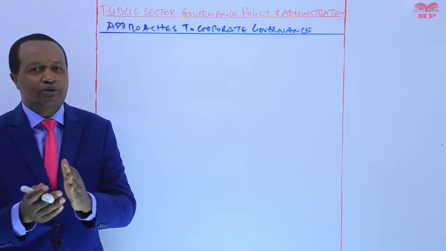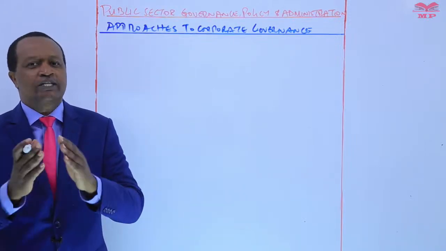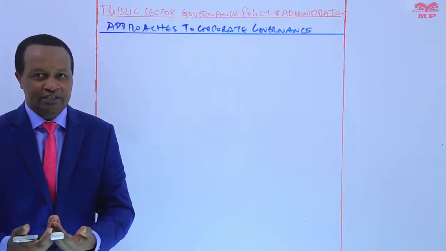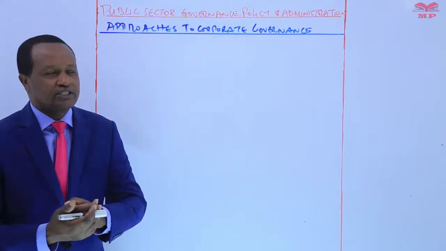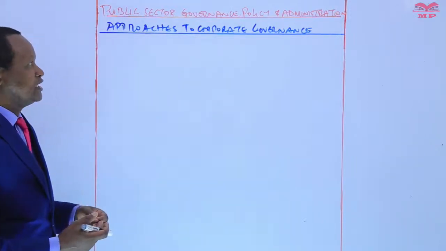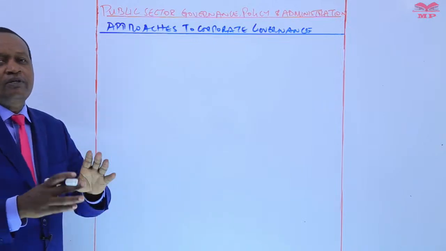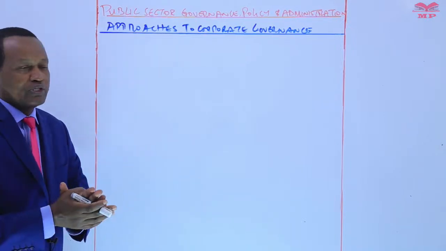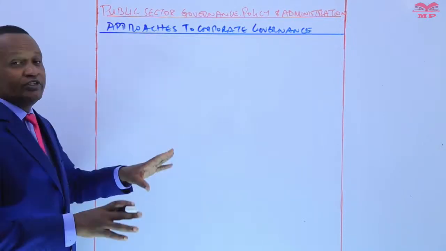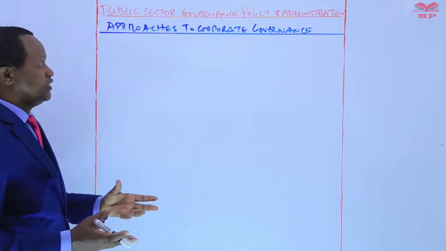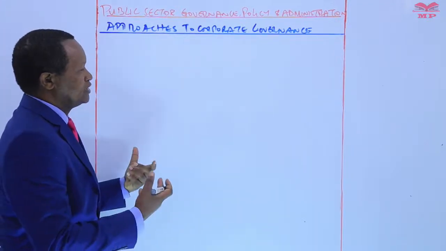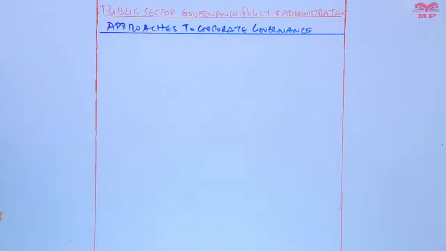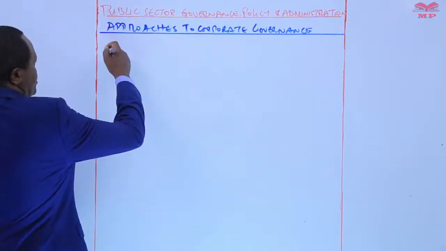So there are several approaches to corporate governance in the public sector, and each approach has its unique features and emphasis. That is what we intend to study in today's lesson. We are going to give a brief enumeration of the approaches to corporate governance in public sector. So the first approach is known as traditional public administration.